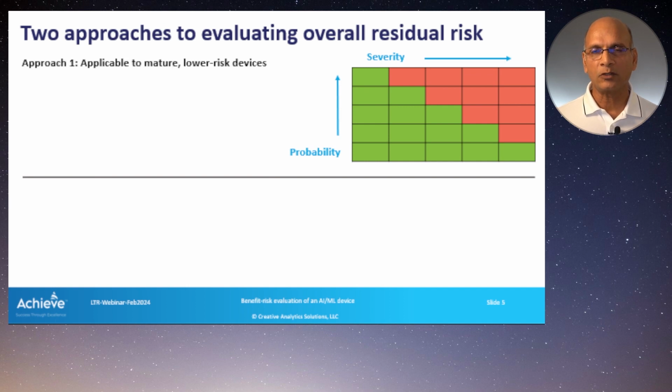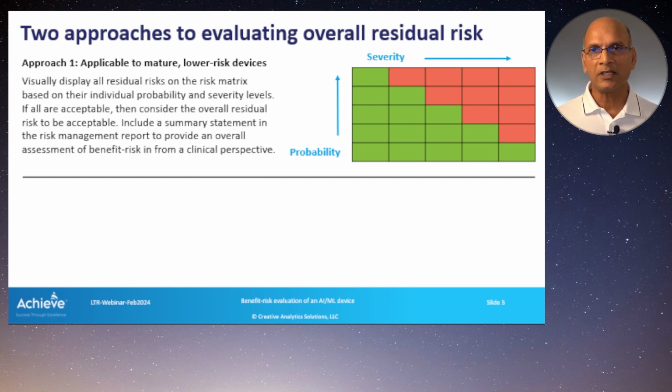The first one is what I would call approach 1, applicable to rather more mature, lower risk devices. On those devices you might have a lot of information, a lot of data already available. So in this particular case, you can visually display all residual risks, individual residual risks that is, on the risk matrix based on their individual probability and severity levels. If all are acceptable according to your criteria, then you may consider the overall residual risk to be acceptable, but it's always a good idea to include a summary statement in the risk management report to provide an overall assessment of benefit risk from a clinical perspective.